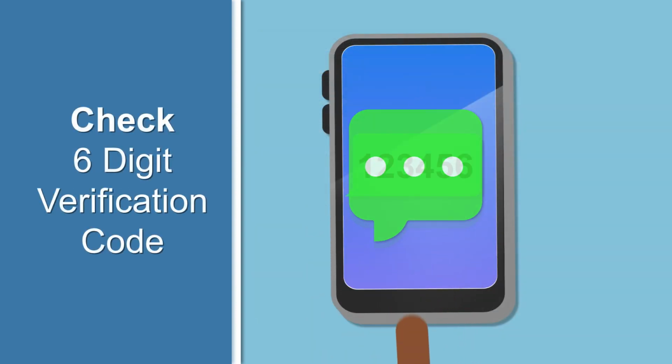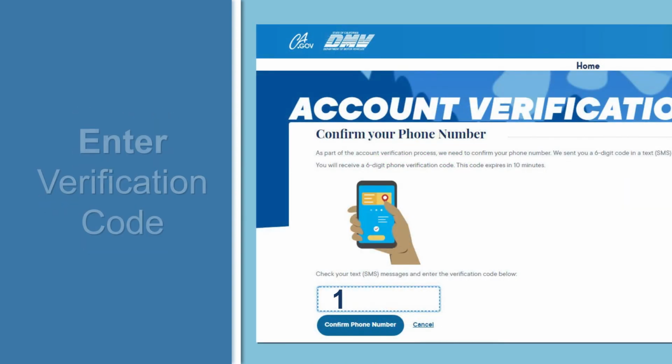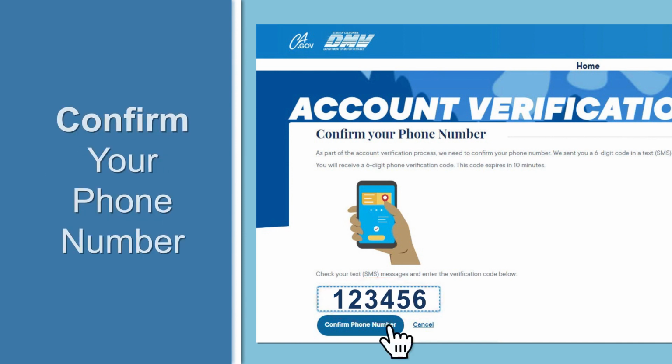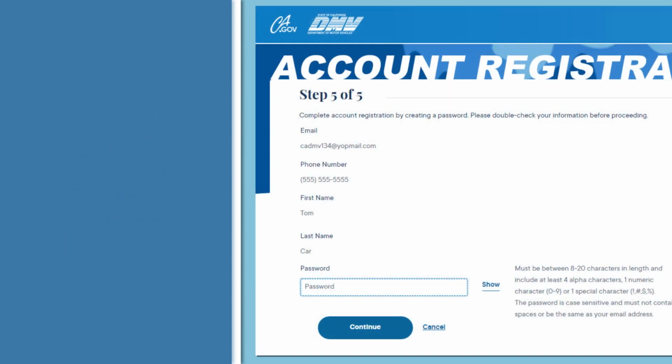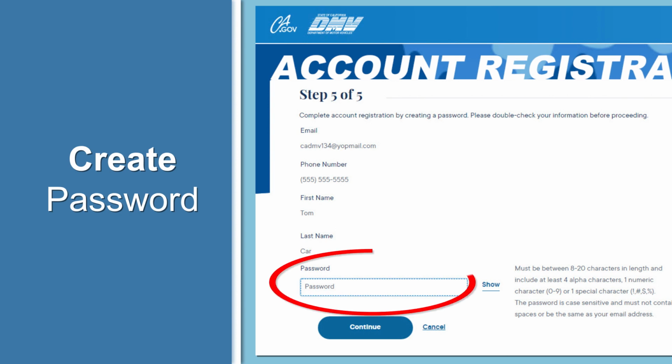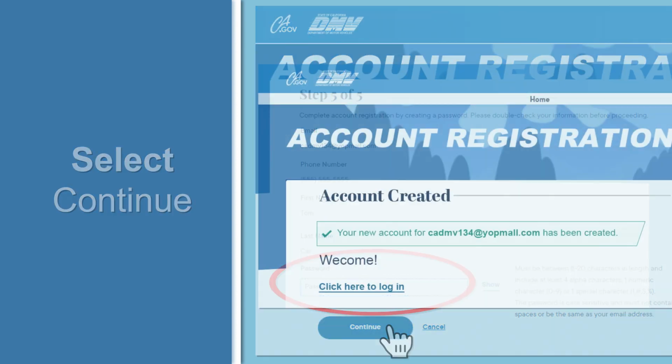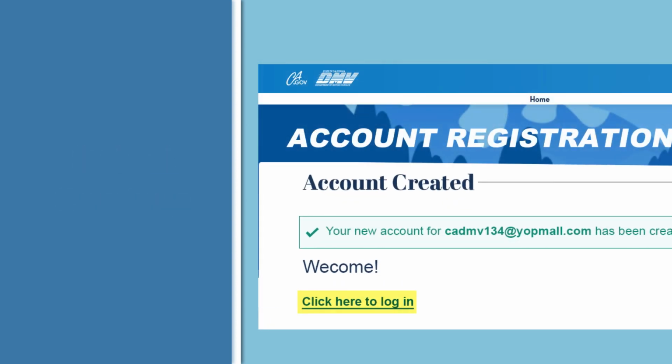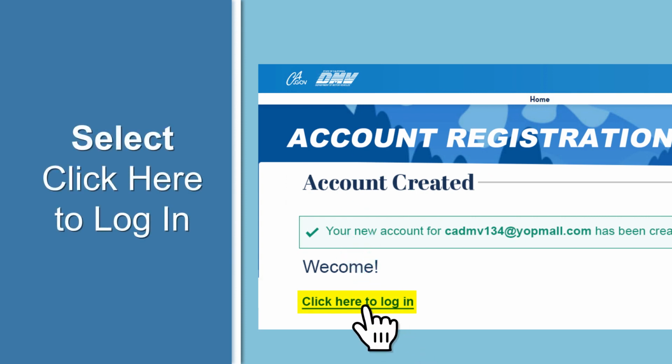Check your phone for a 6-digit verification code and enter it. Then confirm your phone number. You'll be asked to create a password. Then select Continue. Your account has been created. Select Click here to begin.